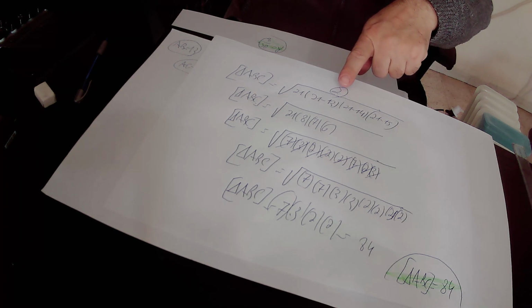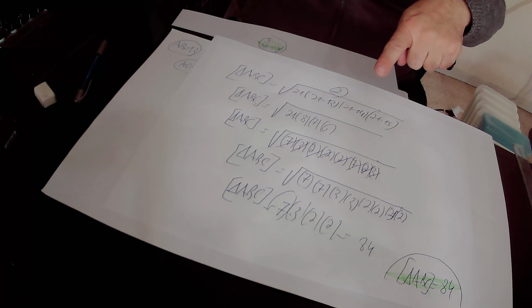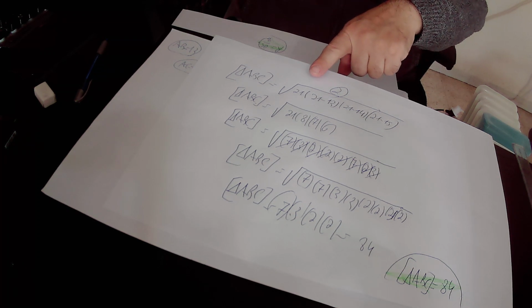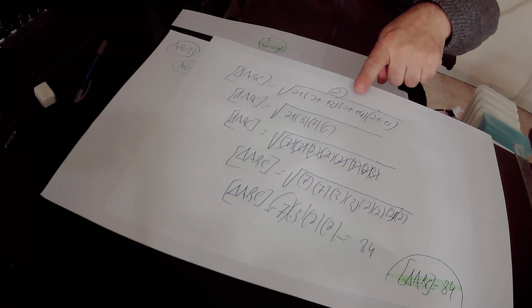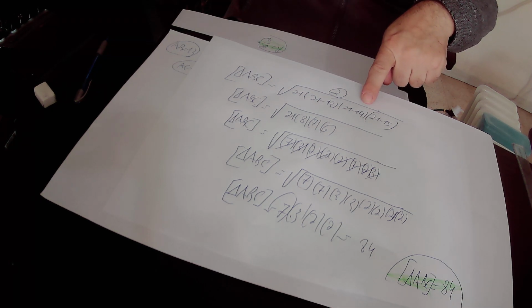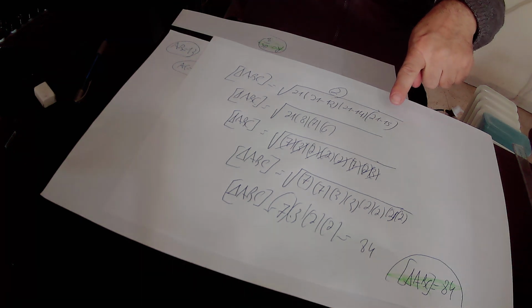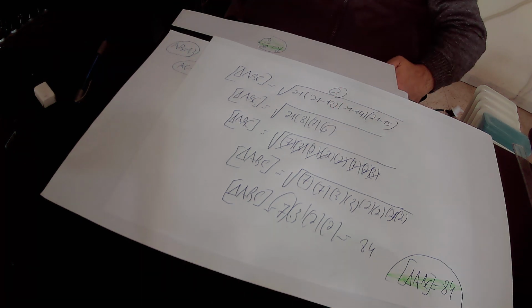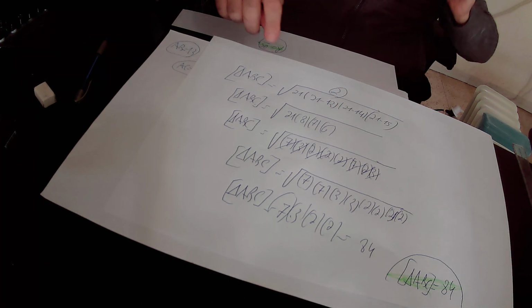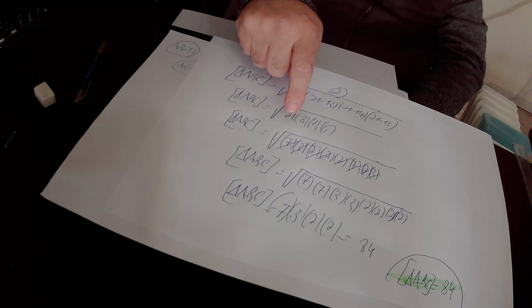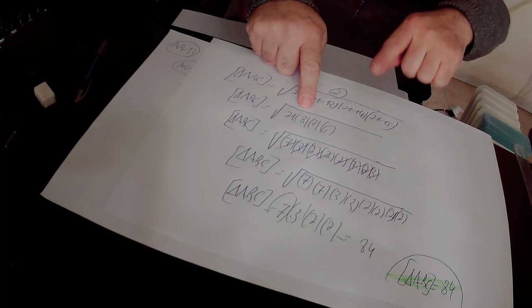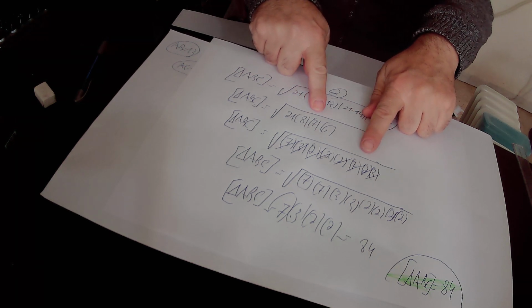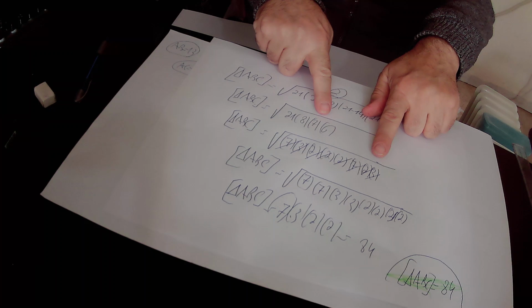21 minus 13 is 8. Again, 21 minus 13 is 8. 21 minus 14 is 7. And 21 minus 15 is 6. Here we substitute 21 by 7 times 3. We substitute 8 by 2 times 2 times 2, and we substitute 6 by 2 times 3.